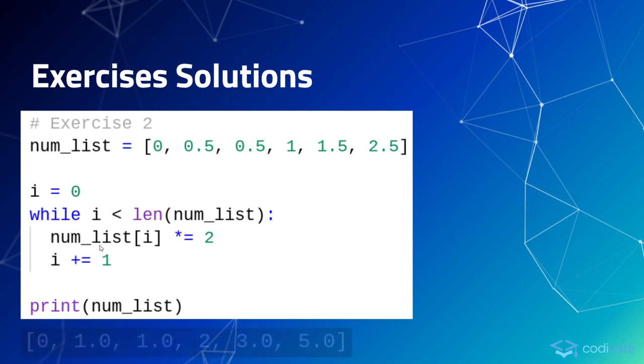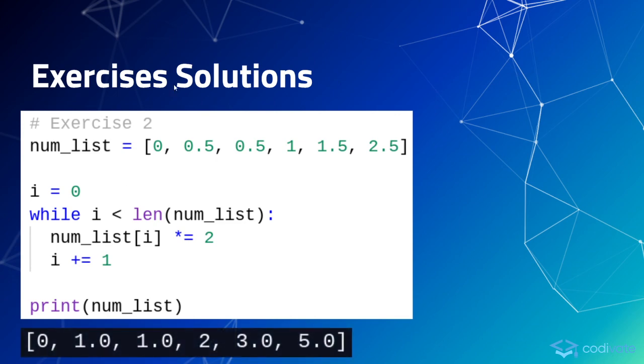Once we're done, we print the num list. We can see that our outputs are correct. 0 times 2 is 0. 0.5 times 2 is 1. 1 times 2 is 2. And since we have to double each item in the list, we know that we did this correctly.